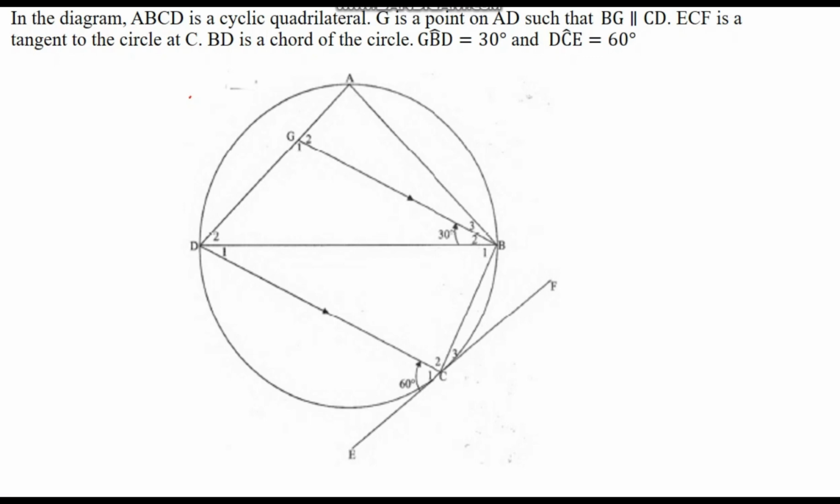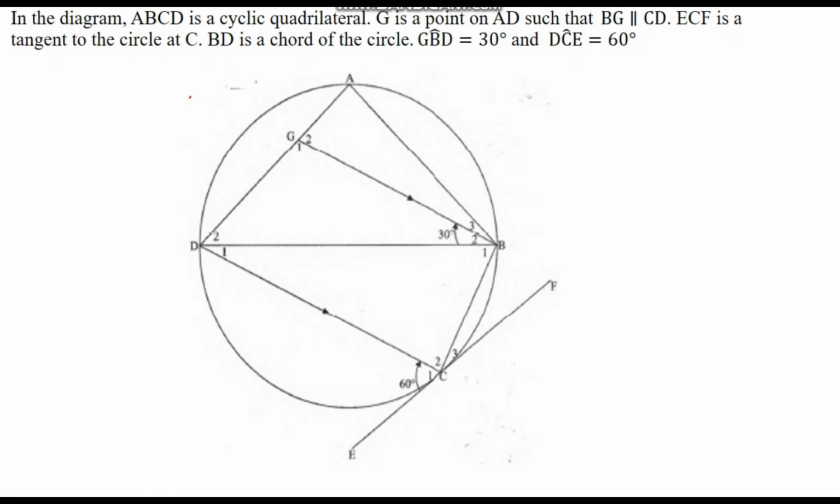In the diagram, ABCD is a cyclic quadrilateral. We can see the points or the vertices A, B, C, and D lie on the circumference of the circle, or on the circle. G is a point on AD. We can see point G lying on the chord AD such that BG is parallel to CD. There is BG and there is CD, and it is also indicated that the two lines are parallel.